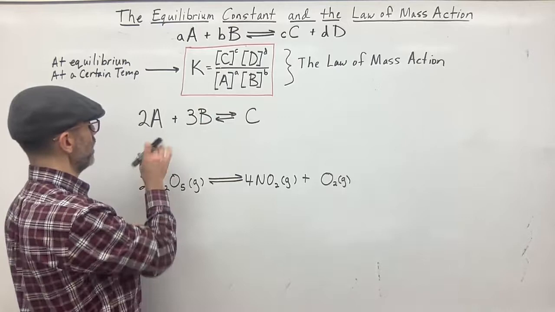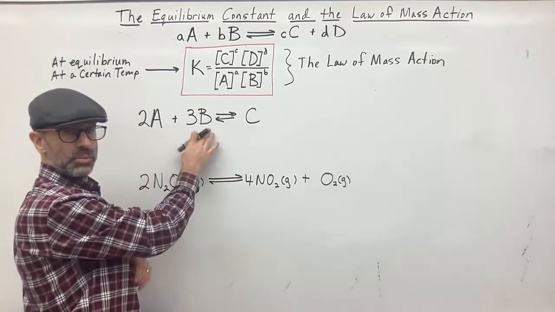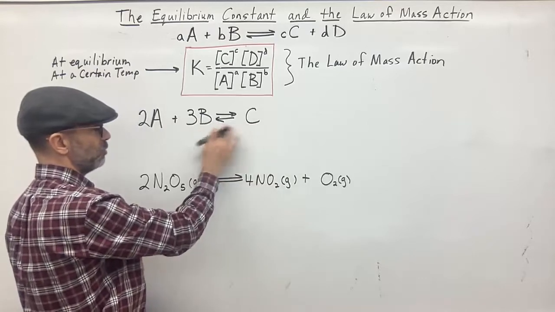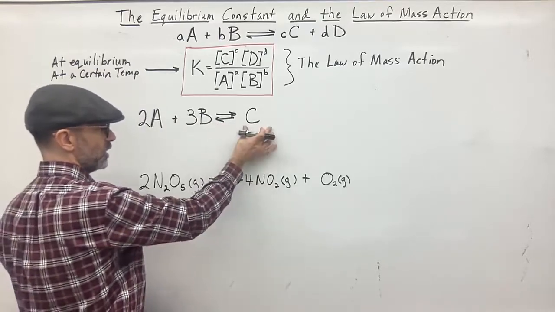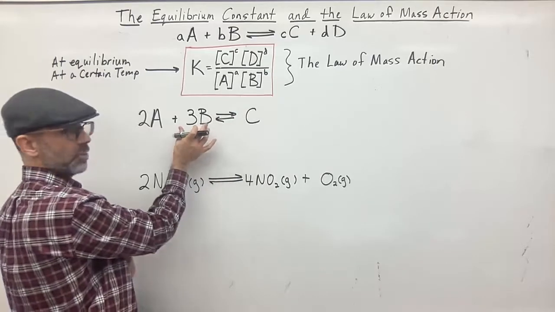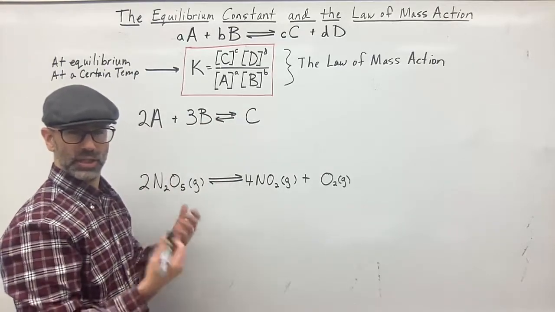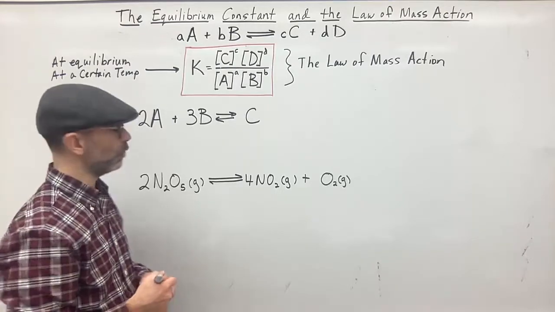So here we have 2A plus 3B gives us C, and that's in dynamic equilibrium with each other. So the C is in dynamic equilibrium with B and A. Okay, so how would we write the K expression or the equilibrium constant expression for this?